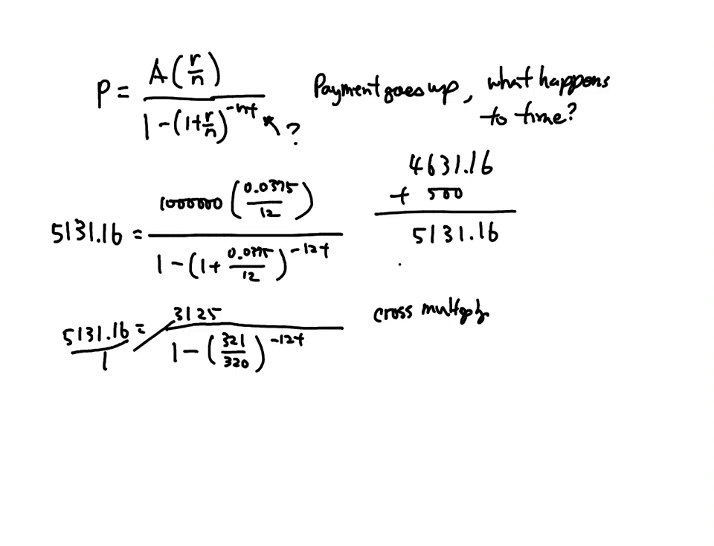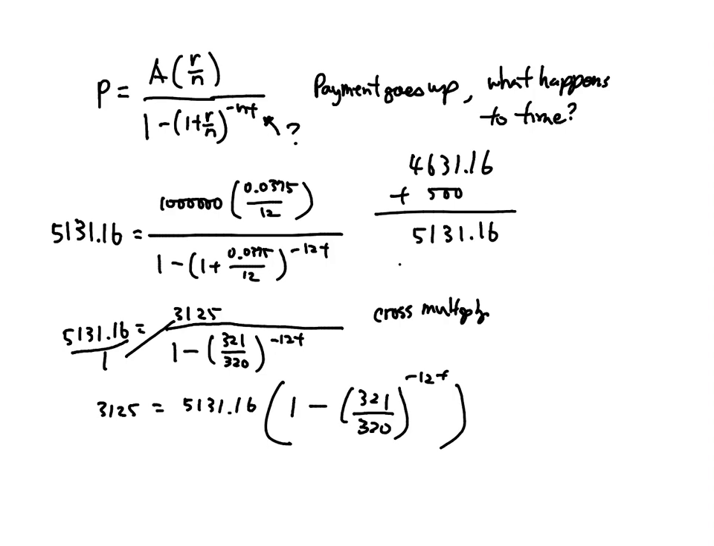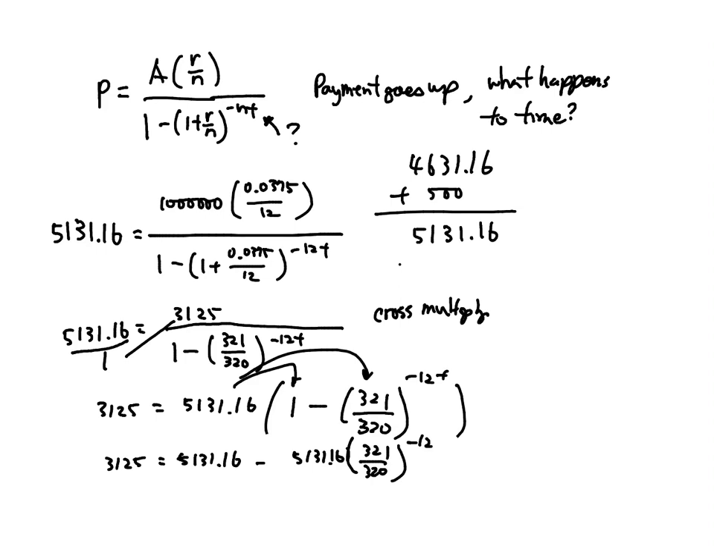So you get 3125 equal 5131.16 times 1 minus 321 over 320 raised to negative 12t. Okay. So if you want, you can distribute. So you get 3125 equal 5131.16 minus 5131.16 times parentheses 321 over 320 to negative 12t.